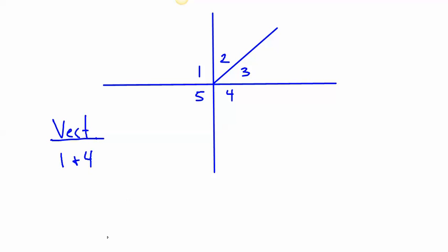Now, here's why. If this line was extended through there, then this and 2 would be vertical angles, okay? 3 and here would be vertical angles. But without that line being extended, the only pair of vertical angles in that diagram are 1 and 4. Everybody see that? There's a bunch of pairs of adjacent angles, but there's only one pair of vertical angles, and that's 1 and 4.